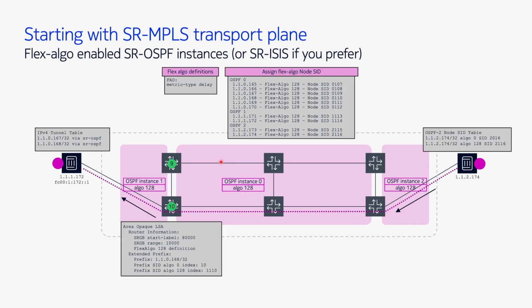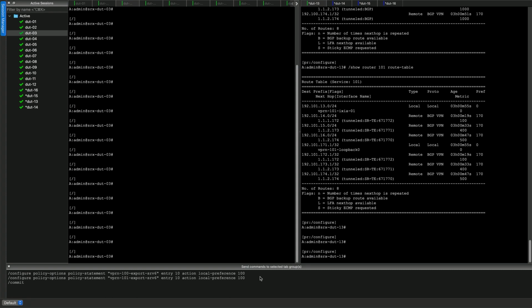So now, in the first section of the demo, we will show how we have a flex-algo enabled segment routing OSPF instance, or it can be segment routing ISIS if you would prefer. In this case, each node is assigned a node SID that belongs to that specific flex-algo. And of course, then packets are going to be routed on top of these. Now, going to the CLI here, I will show you, for example, a piece of information, which is the flex-algo topology that we have.